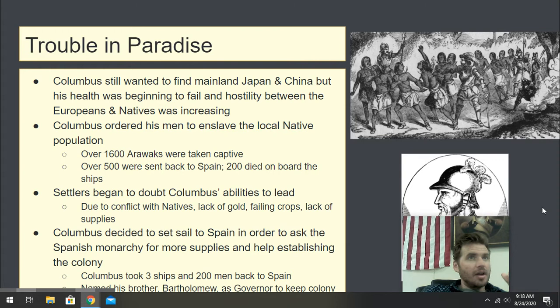Now, that kind of poses a question. What was the purpose of these slaves? It was not for labor. Adult men were actually the least likely to be enslaved. This was not for labor.